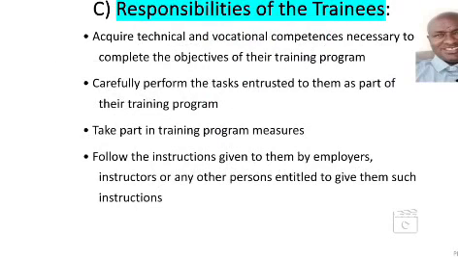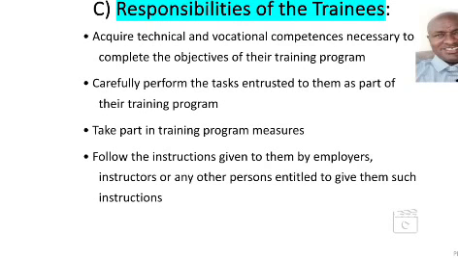Another issue is the responsibility of the trainees or students. When you say TVET, vocational education and training students, they should acquire the technical and vocational competencies necessary to complete the objectives of the training program. The trainees should carefully perform the tasks entrusted to them as part of their training program. They should take part in training program measures.